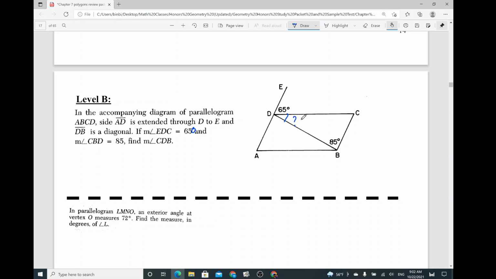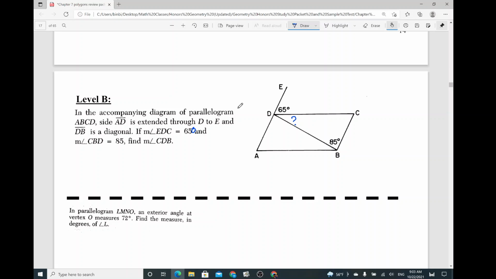In order to get the measure of that angle, one thing I need to notice is that this is a parallelogram. If this is a parallelogram, then these two angles have to be congruent angles, because this is kind of like an angle bisector, but we don't want to make that assumption yet. So in order to find the measure of this angle, let's see what we can do.